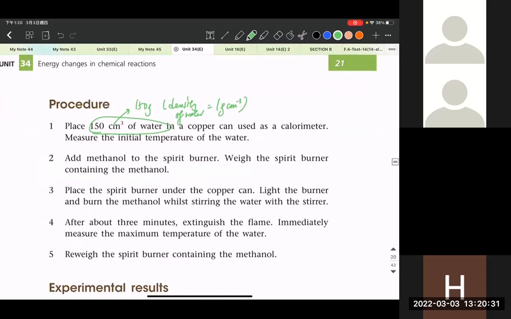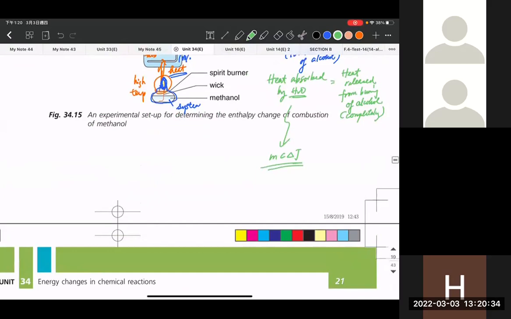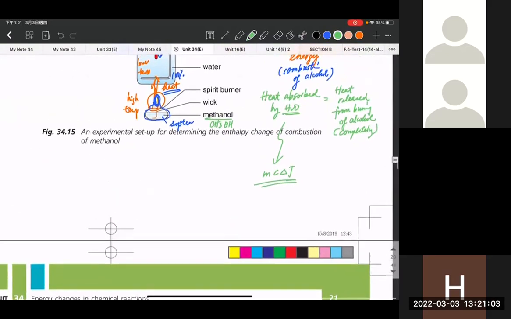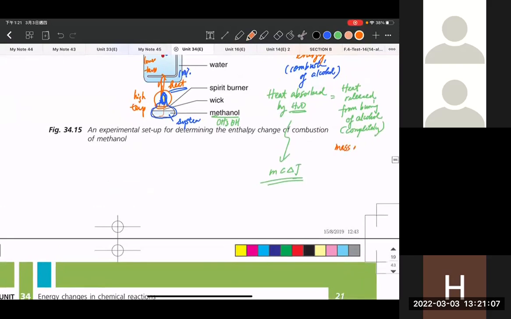And then with the spirit burner, it can be used with different types of alcohol. You may see methanol, a 1-carbon alcohol, in this example, and from the video you see ethanol, 2 carbon. So you're going to burn it and weigh the difference here. You weigh the spirit burner before, and afterwards we weigh the spirit burner again. So from this, I would know the mass of the alcohol burnt by measuring the difference in mass of alcohol.